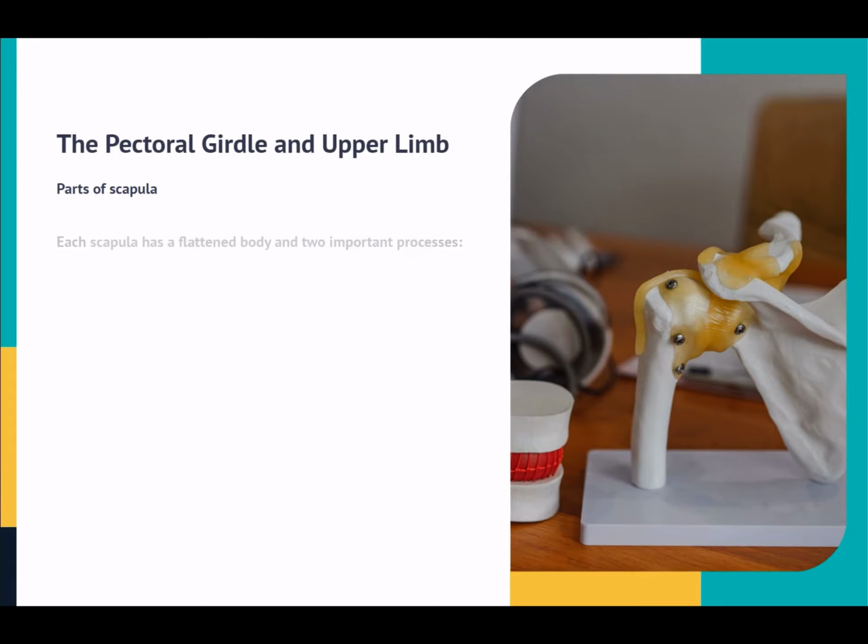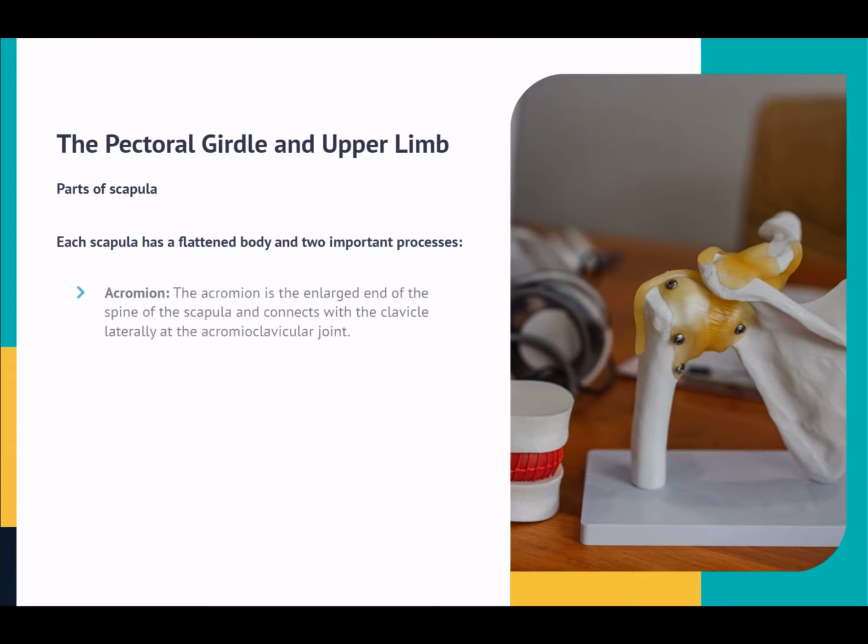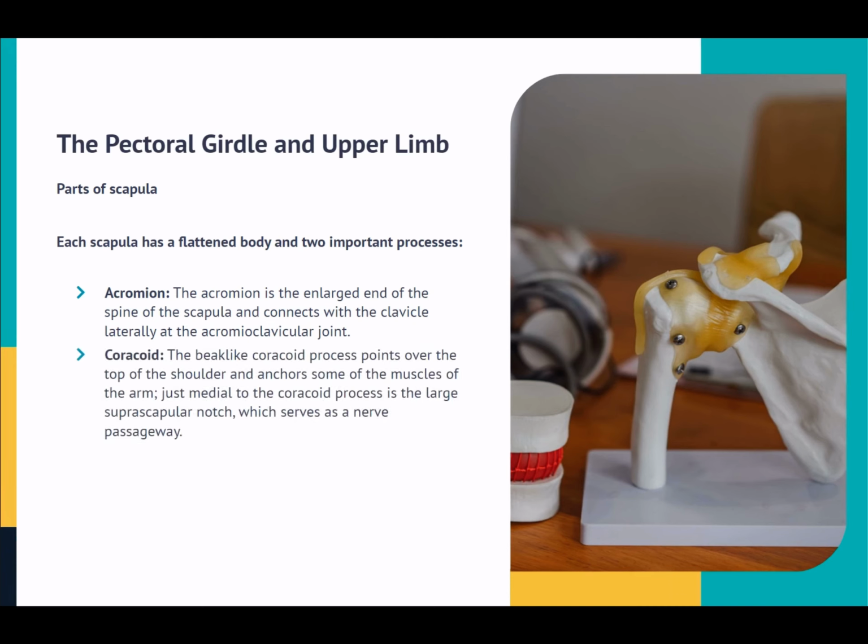Parts of scapula. Each scapula has a flattened body and two important processes. Acromion. The acromion is the enlarged end of the spine of the scapula and connects with the clavicle laterally at the acromioclavicular joint. Coracoid. The beak-like coracoid process points over the top of the shoulder and anchors some of the muscles of the arm. Just medial to the coracoid process is the large suprascapular notch, which serves as a nerve passageway.